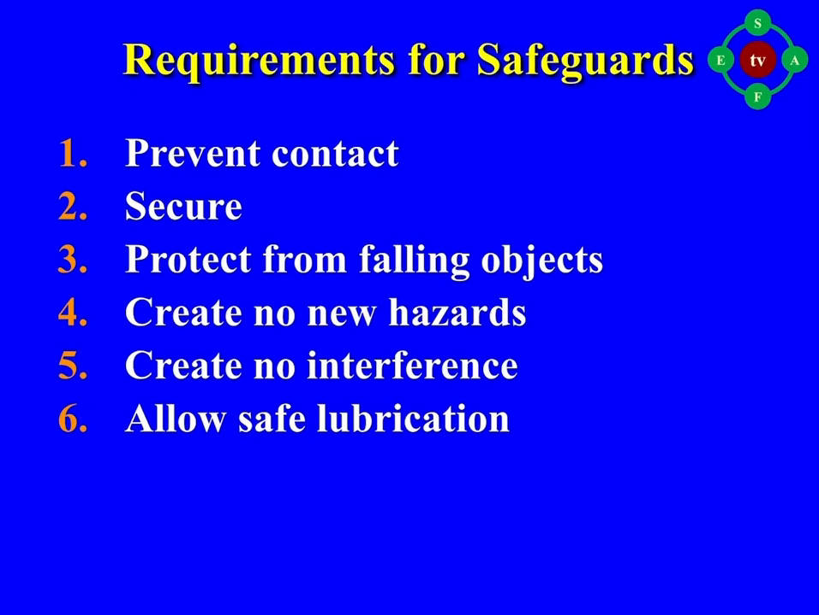Number 5. Create no interference. Any safeguard which impedes a worker from performing a job quickly and comfortably might soon be overridden or disregarded. Proper safeguarding can actually enhance efficiency since it can relieve the worker's apprehensions about injury. Number 6. Allow safe lubrication. Locating oil reservoirs outside the guard with the line leading to the lubrication point will reduce the need for the worker to enter the hazardous area.